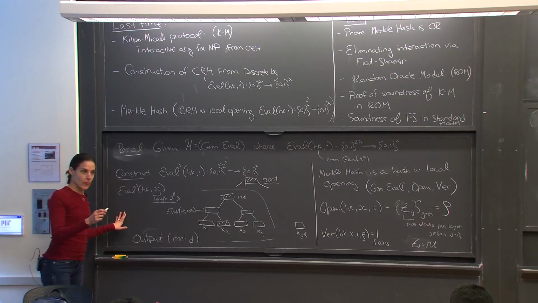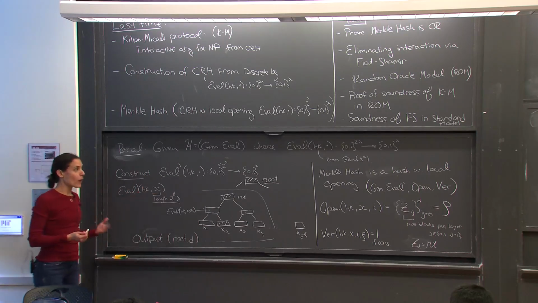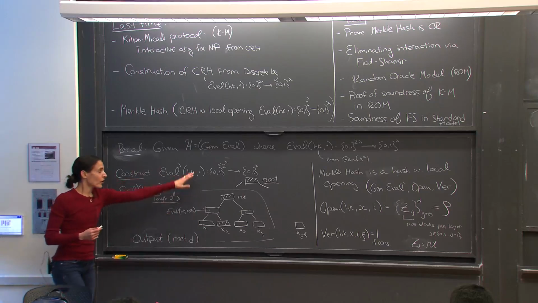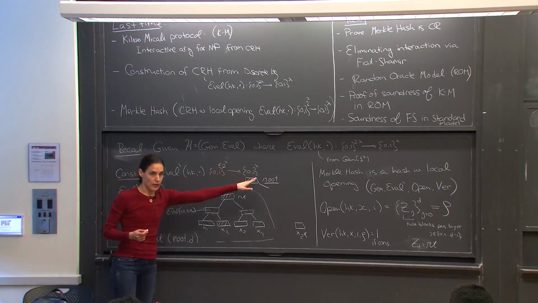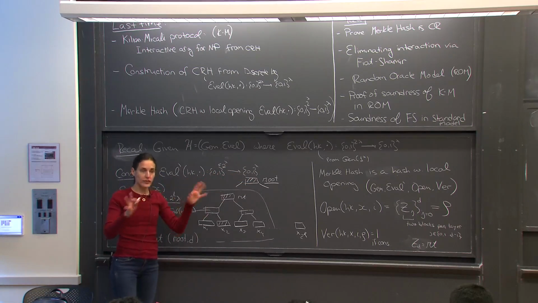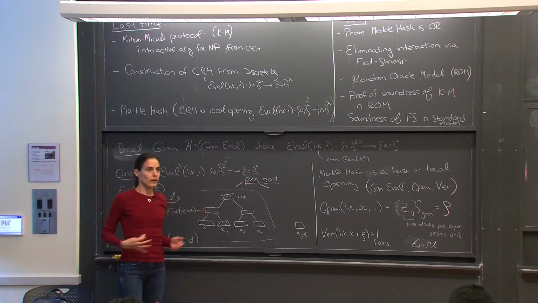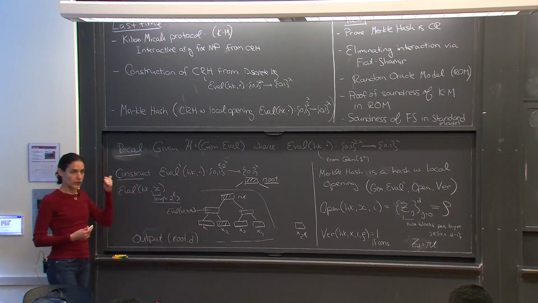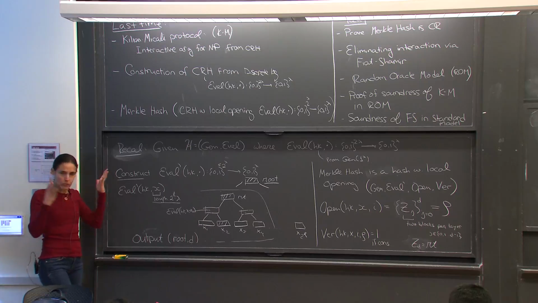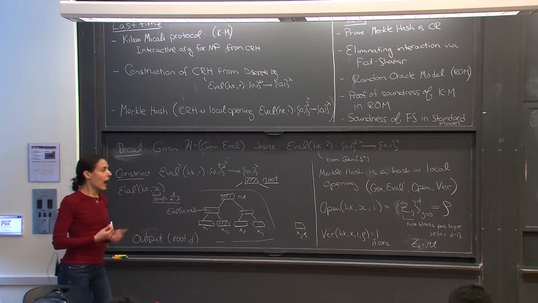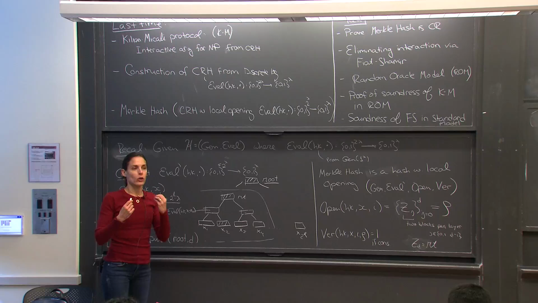Questions? Okay, let's see, how do we open? So far, so great. We managed to go from 2 to the lambda to lambda. I didn't argue collision resistance yet, but at least we did domain extension. So we extended the domain. But I also need it for the Kilian-Micali protocol and for many, many other uses in cryptography. I want to be able to do local opening.